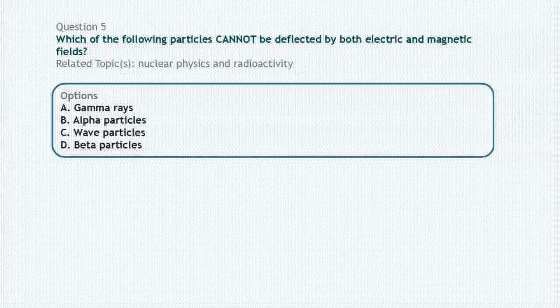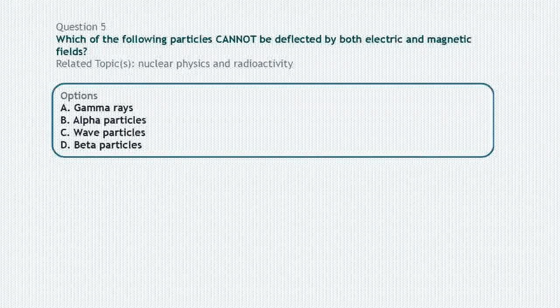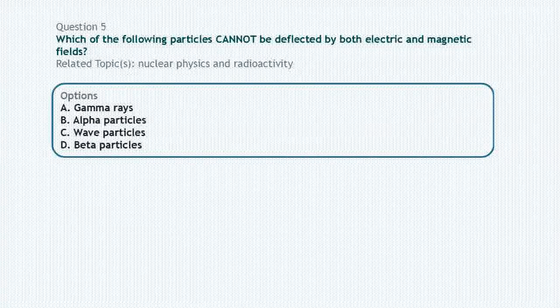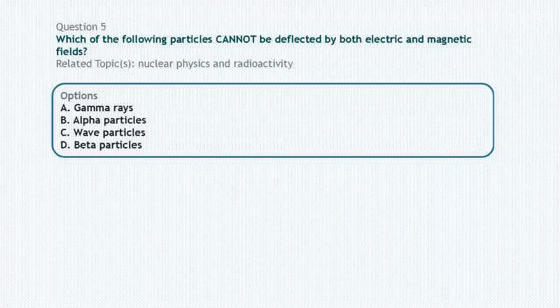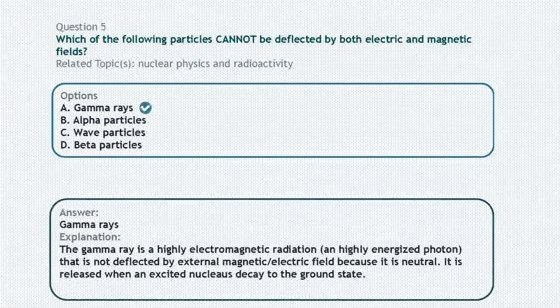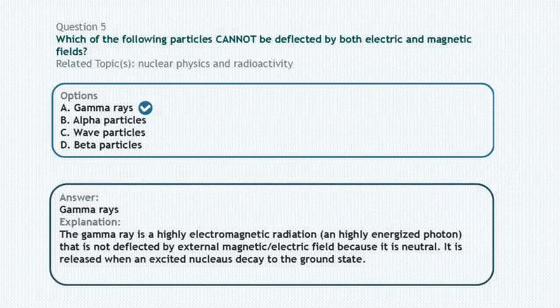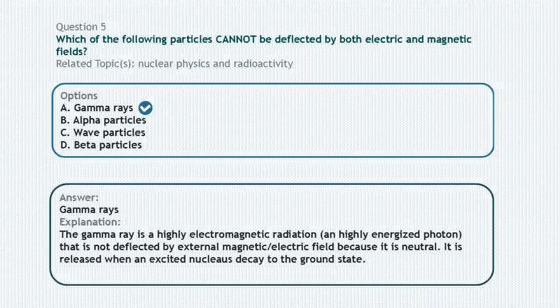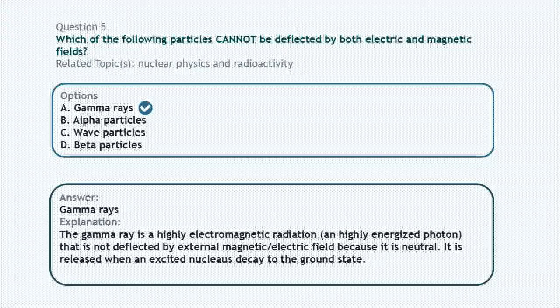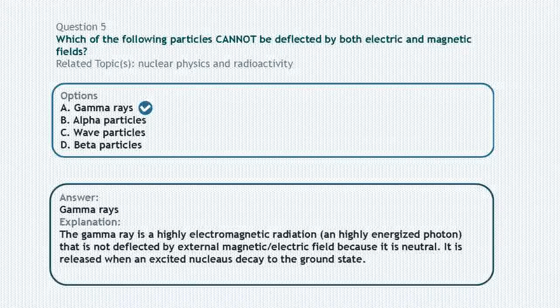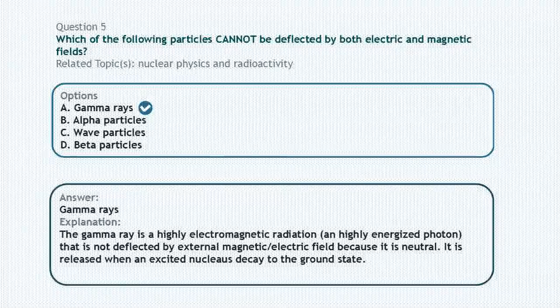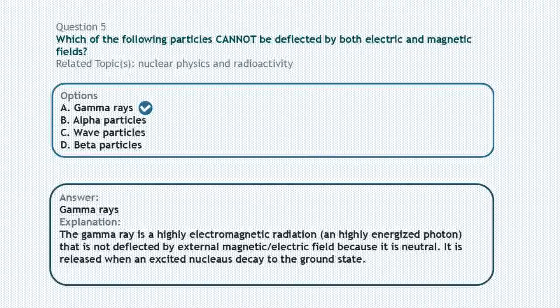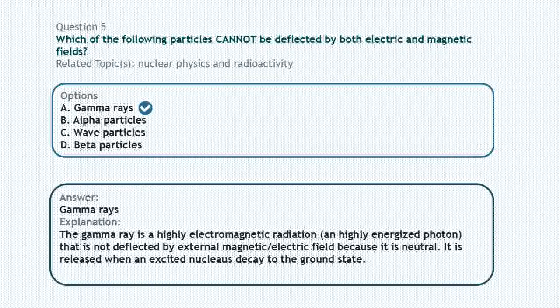Next, for nuclear physics, which of the following particles cannot be deflected by both electric and magnetic field? That is a gamma ray. The gamma ray is neutral, and as such, it is not deflected by electric and magnetic field, unlike the alpha ray and the beta ray. Both of them are charged, so they are deflected by an electric field and a magnetic field. But the gamma ray is neutral, just like the X-ray. It is not deflected by magnetic or electric field.